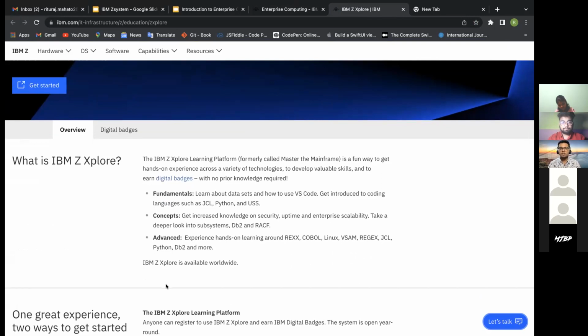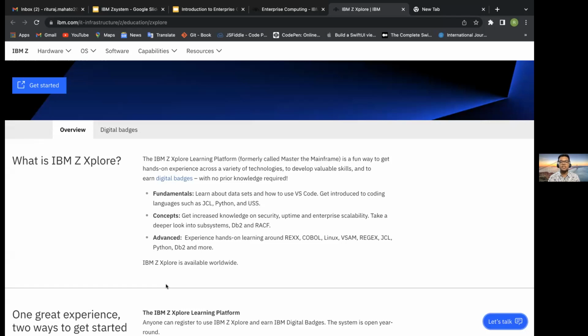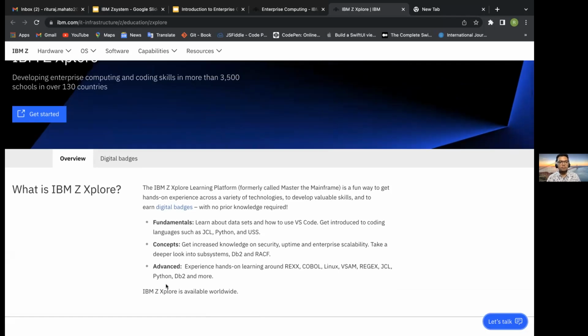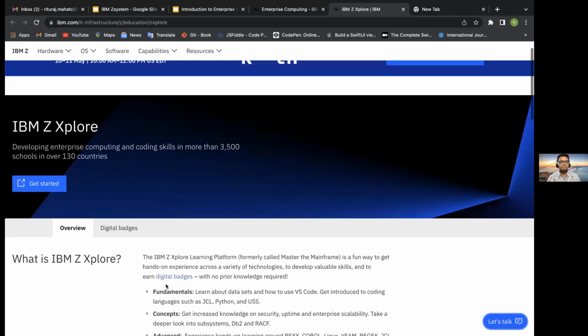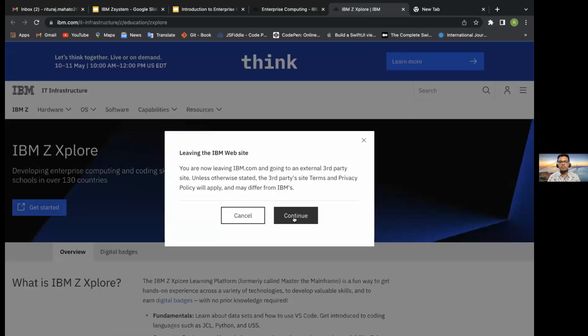It would make you understand DB2 and RACF, and after that the advanced part comes, which is getting hands-on experience on Rex, COBOL, Linux, VSAM, regex, JCL, Python, and much more. Fun fact, one of the best operating systems to run on mainframe would surely be Linux, obviously after the official IBM z/OS. So you can click on get started and then continue.